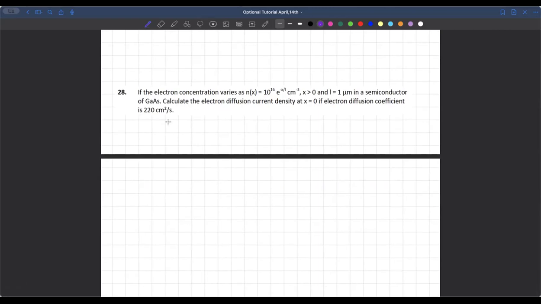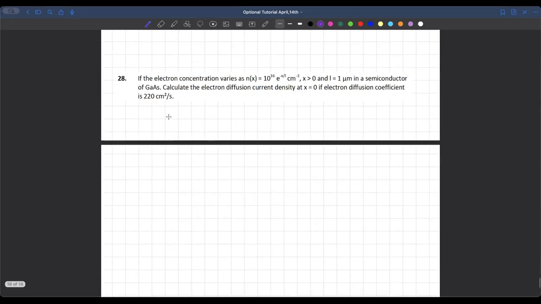We are already, it's been more than 2 hours. Okay. So if the electron concentration varies with, I got this one from that document I was talking about. N of x is equal to this, for x greater than zero, and L is equal to. So they're already giving us that equation, the one we were using before. In a semiconductor, gallium arsenide, calculate the electron diffusion current density at x equal to zero if the electron diffusion coefficient is this one.